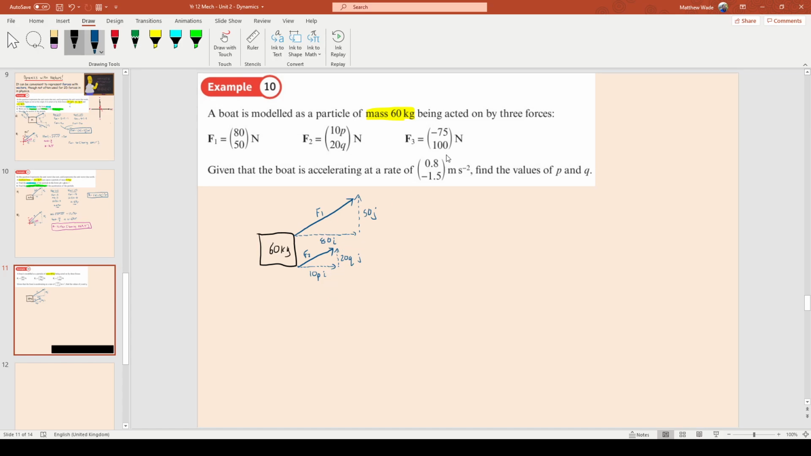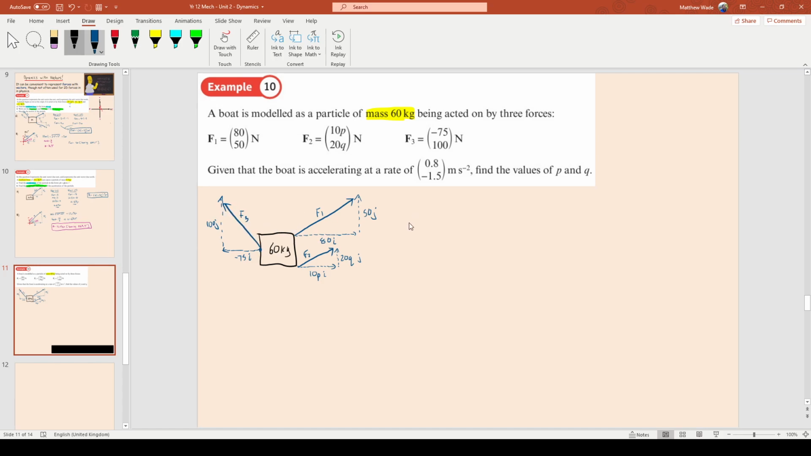Cool. And the third one, minus 75 and 100. Well, that one's no problem to draw. I'm going to pop it there. 75 that way then. Minus 75i. And then we've got 100j. 100 up. 100j. Cool. And there's your force 3 then.